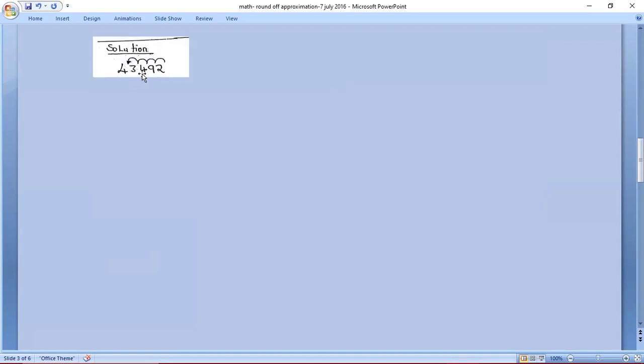This number, 43,492: the decimal point is always at the end if there's no decimal point shown. So the point is at the end after the 2. You have to move this point and count how many places it will move. To move 1, 2, 3, 4. Four times to reach here. So it leaves one significant figure to the left. That is the goal: to leave only one significant figure to the left. That's where the decimal point should go.